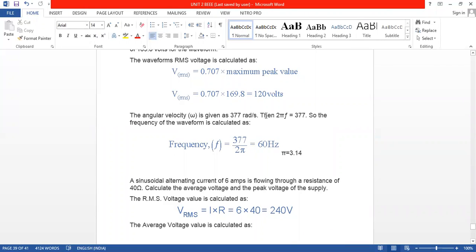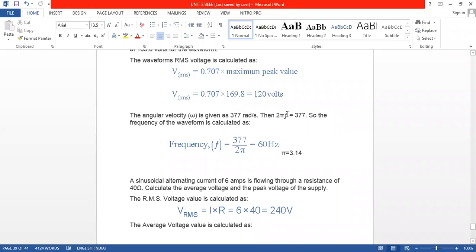Omega is 377. Omega is equal to, I just told you, 2 pi f. All of you must remember, omega is equal to 2 pi f, where pi value is 3.14. How we got 3.14 is not related to us right now; we'll see that in the later stages. Pi is equal to 3.14, and 2 pi f equals 377.